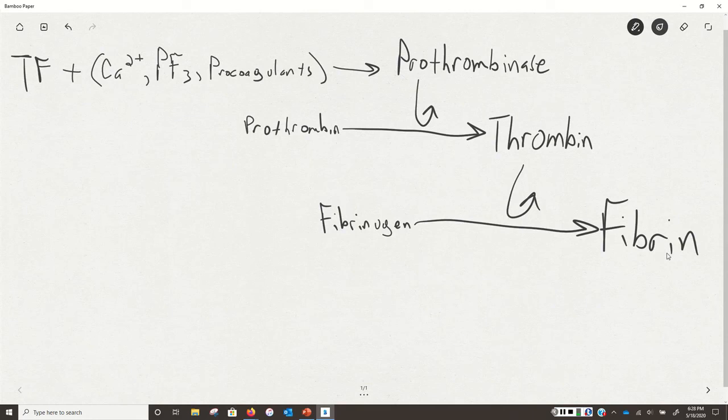So the fibrin should only be there if there was tissue damage. We only want a clot to occur if there was tissue damage. And the tissue damage is what caused the tissue factor that set the whole thing in motion. All right.